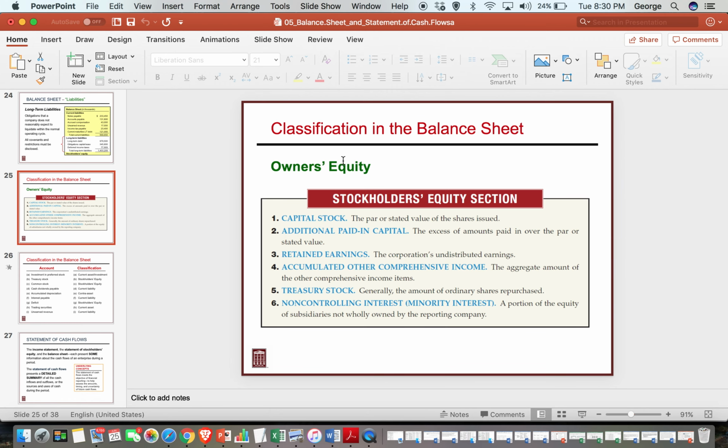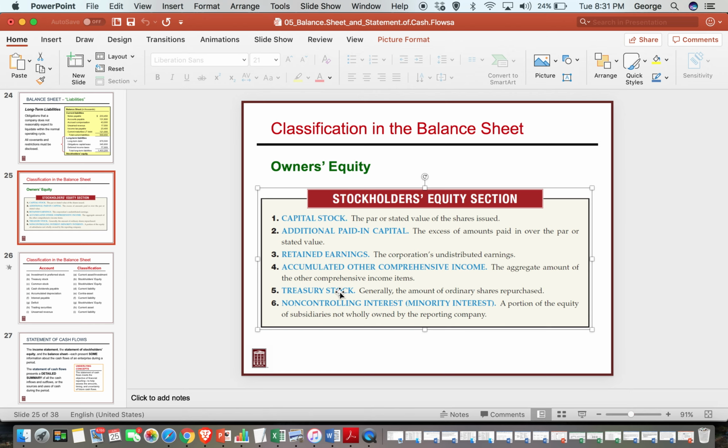Here's the stockholders' equity section of the balance sheet, and the sections: capital stock, additional paid-in capital, retained earnings, given other comprehensive income, which we saw in the previous chapter, treasury stock, and non-controlling interest, minority interest, that we use the cost method or equity method to account for.